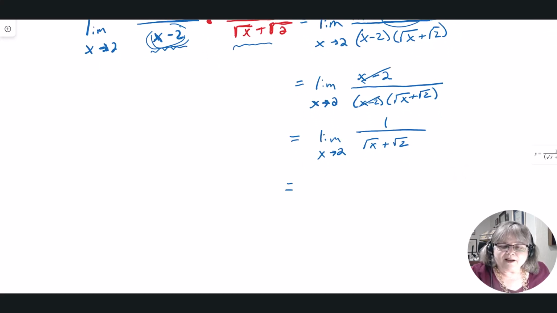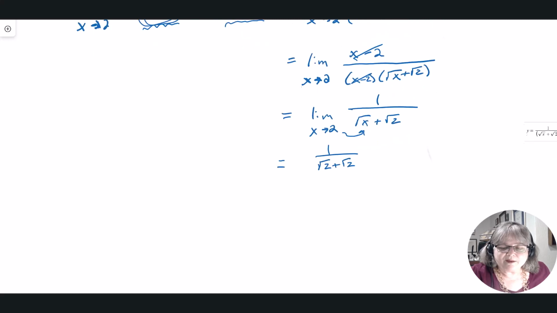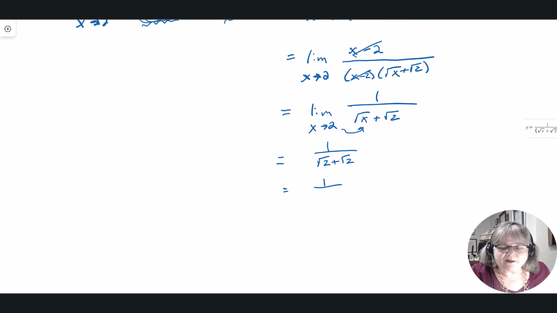Now, if I put the 2 in where x is, I don't get 0 in the denominator. So I have 1 over the square root of 2 plus the square root of 2, which is 1 over 2 square roots of 2. Now, let's talk about this for just a second.